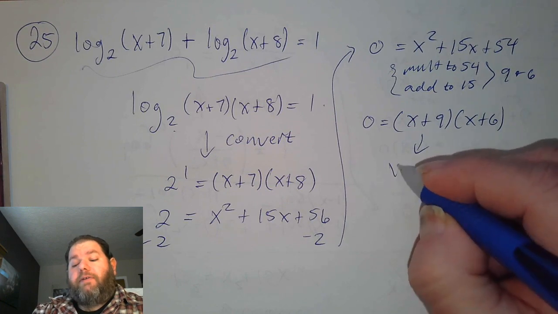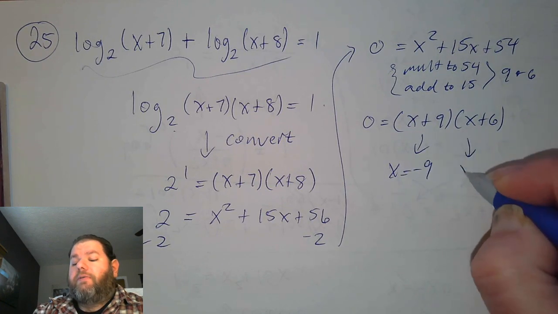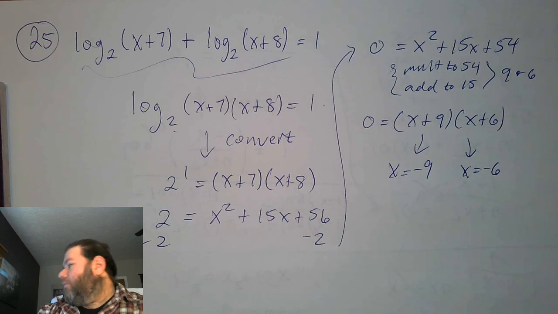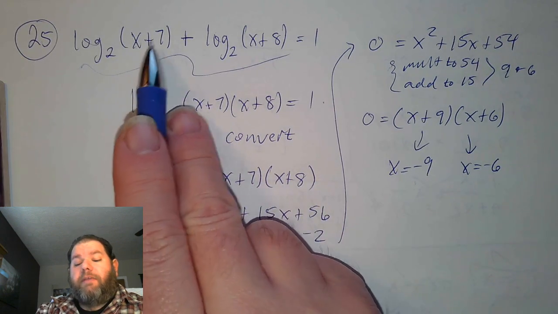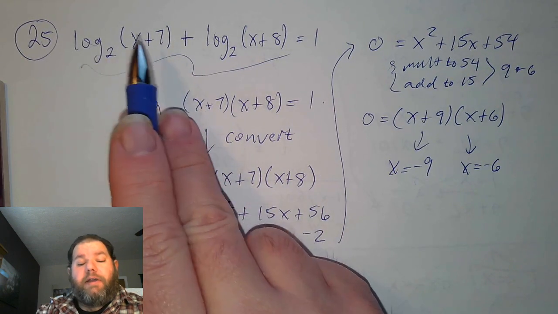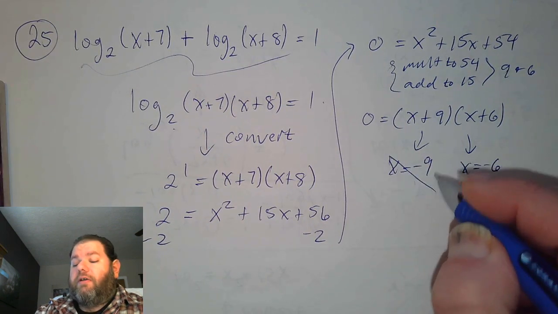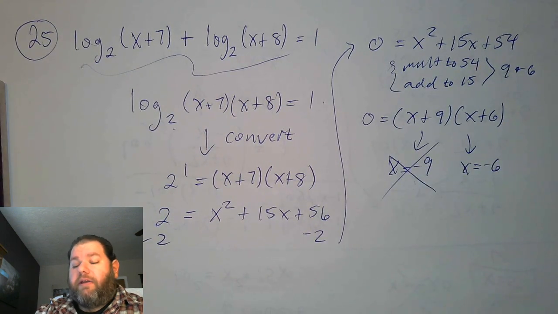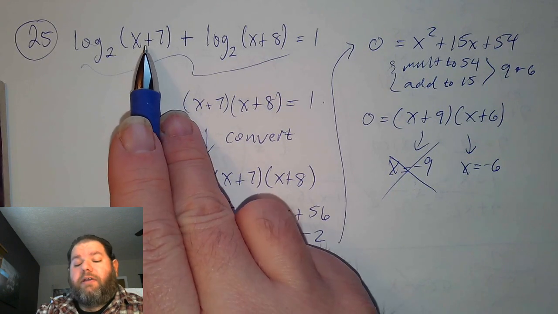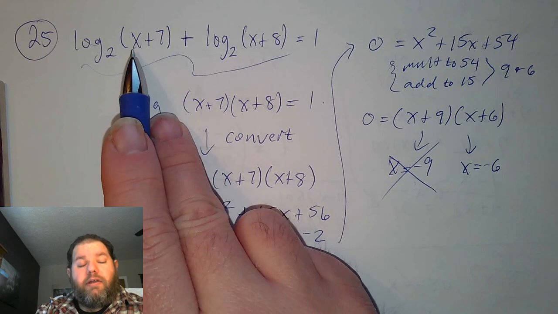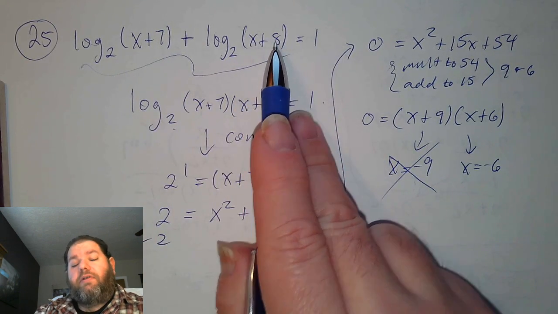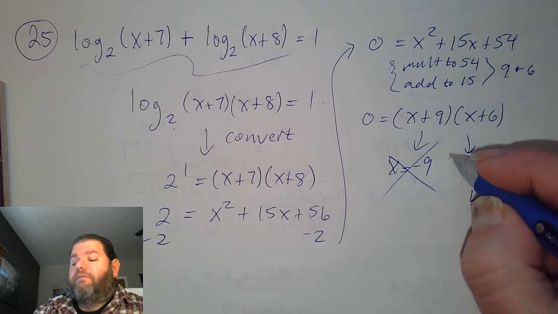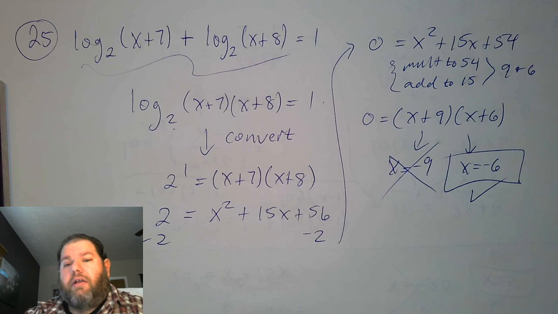Now that gives us two answers. X equals negative 9, x equals negative 6. Now if we plug in negative 9 and attempt to check, negative 9 plus 7 is negative 2, and log of a negative 2 will not exist, so we know negative 9 is not valid. Negative 6, however, if we plug that in, negative 6 plus 7 is a positive 1. That's a valid logarithm that we can take. Negative 6 plus 8 is a positive 2. That's also valid, so that is a valid answer. And so we do end up with just x equals negative 6.